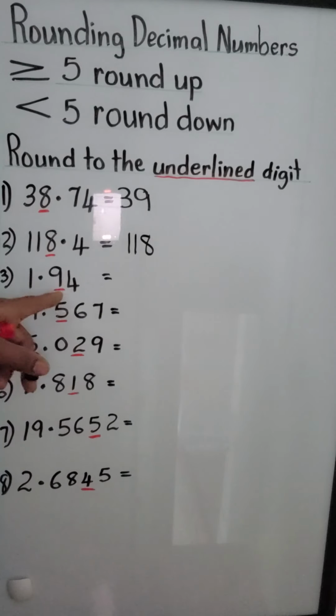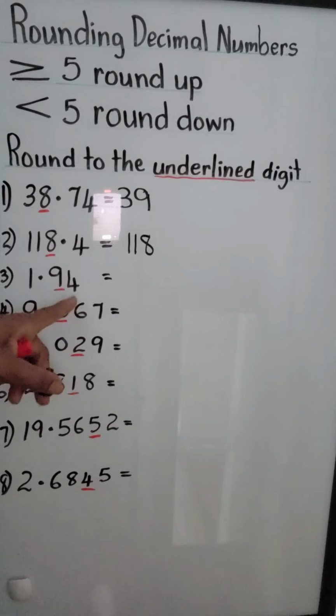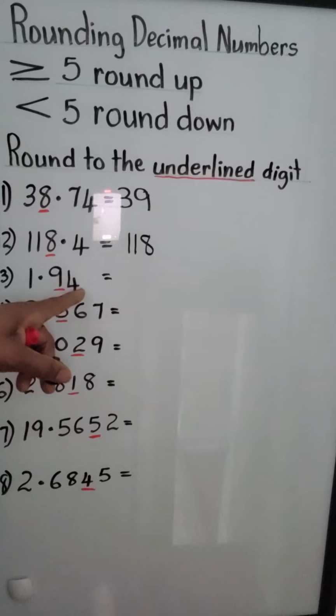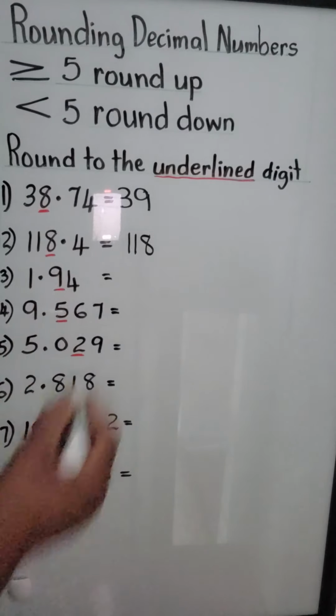.94, we're rounding to one decimal place, or to the nearest tenth. We look at the second decimal place, or the nearest hundredth, less than 5, so we keep the rounding number.